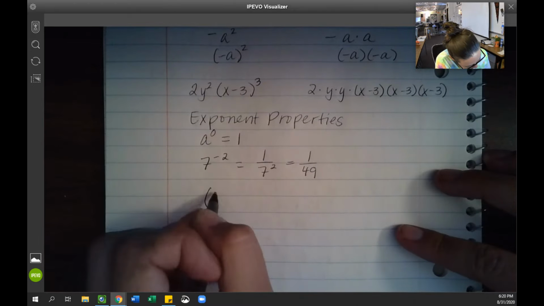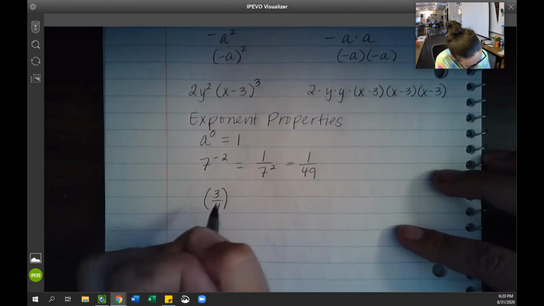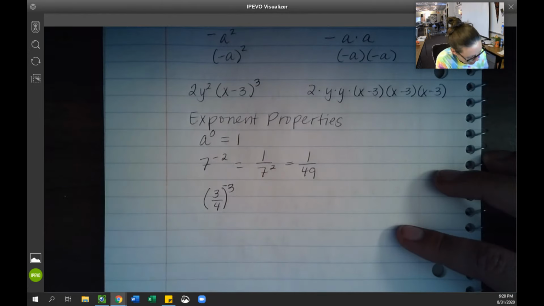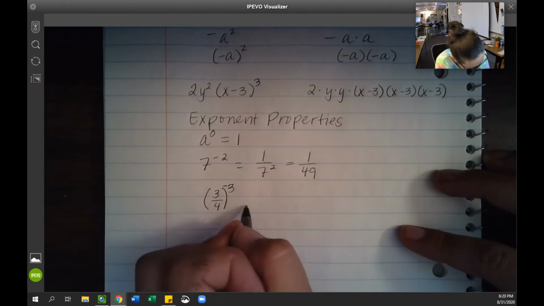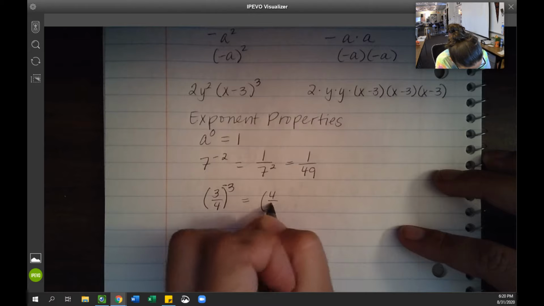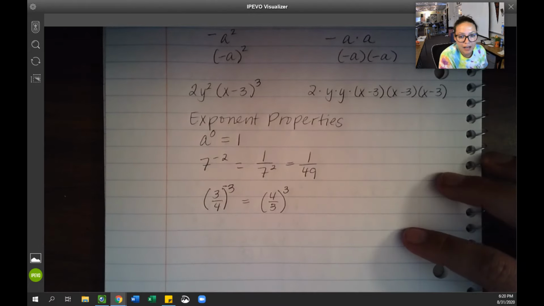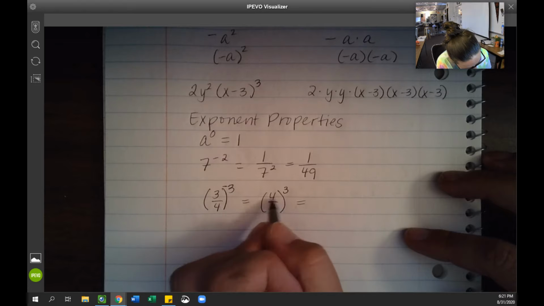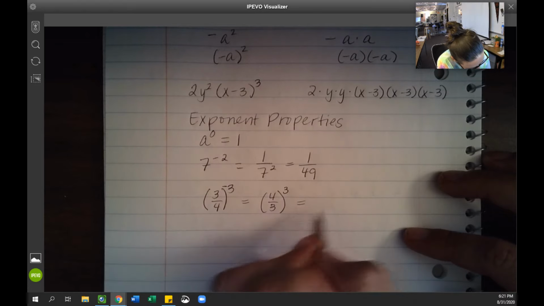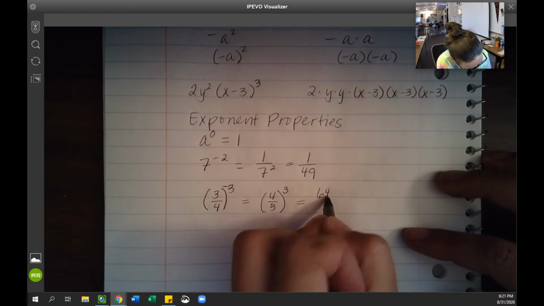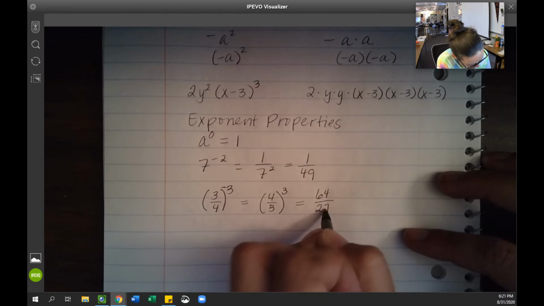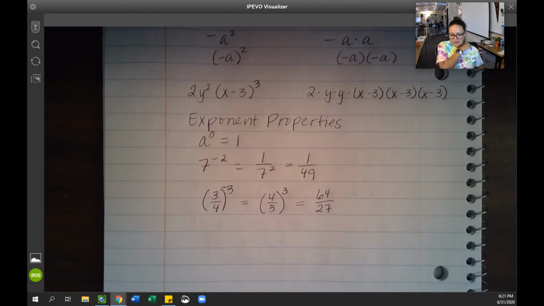What happens if I raise a fraction to a negative power? Well, I'm going to flip that whole thing, and then I can make the exponent positive. And then I individually cube both of these things. 4 cubed is 64, and 3 cubed is 27.